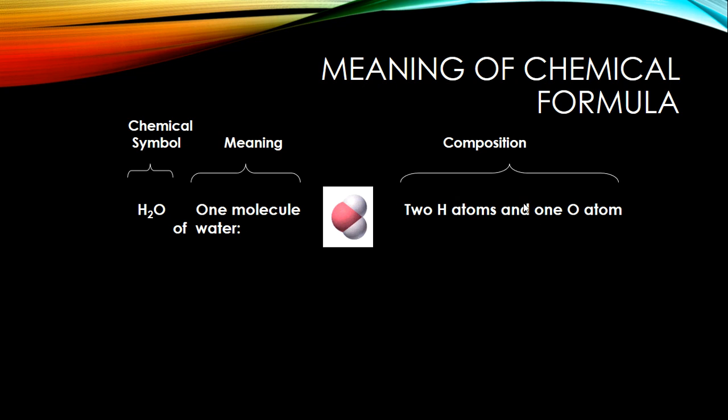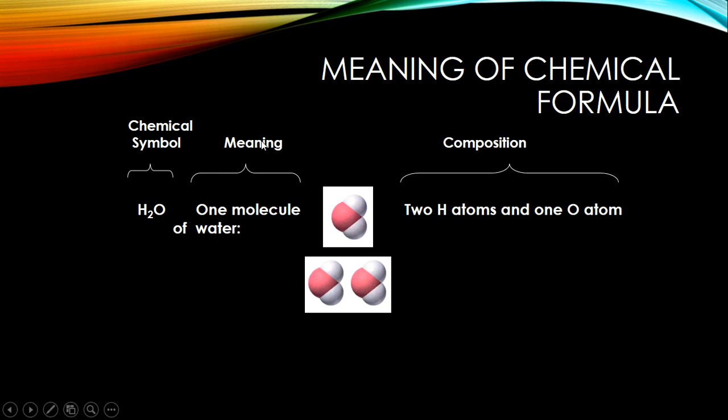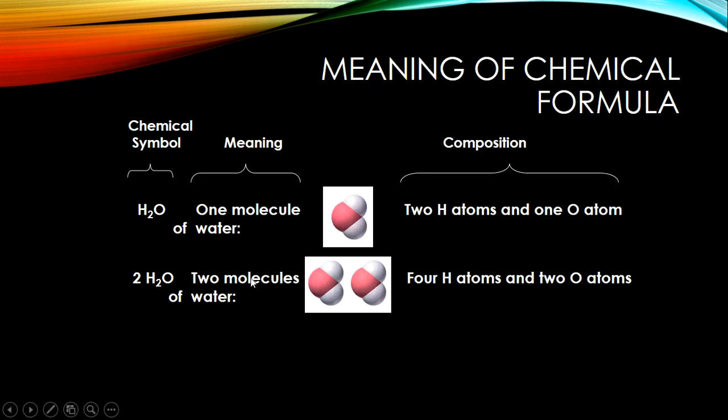So just a reminder of what a chemical formula means. You have the symbol. It means that there's 1 molecule of water, and this is what it would look like. And that 1 molecule of water is made up of 2 hydrogen atoms and 1 oxygen atom, okay? If I have 2 H2O, that means that I have 2 molecules of water. So this is the picture here. And that means I have 4 hydrogen atoms and 2 oxygen atoms.